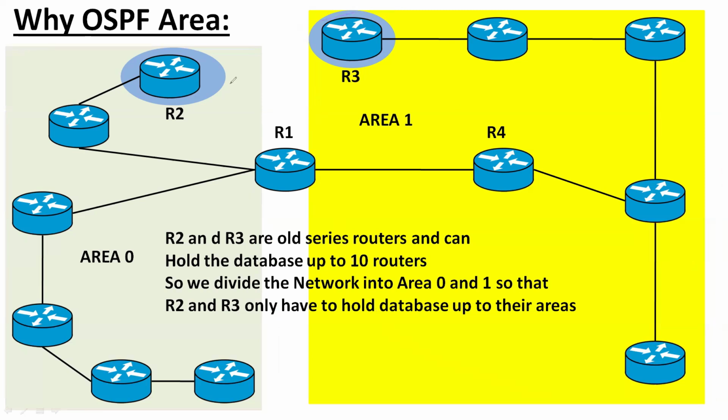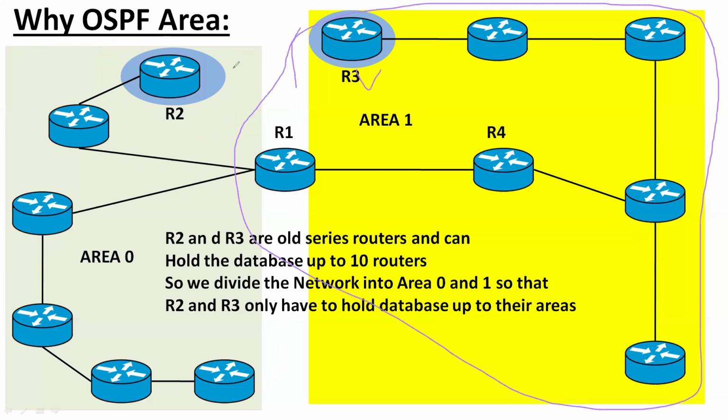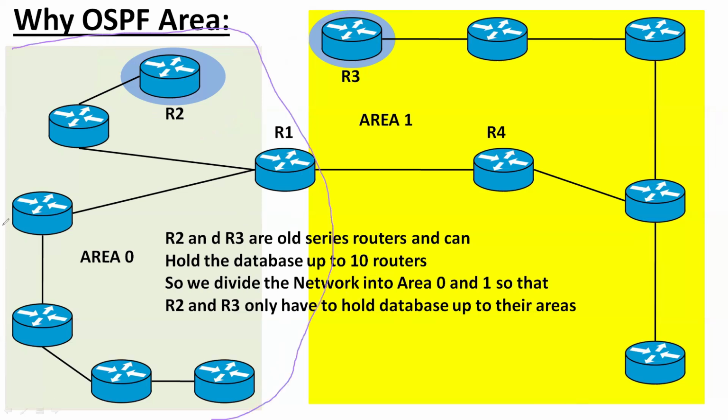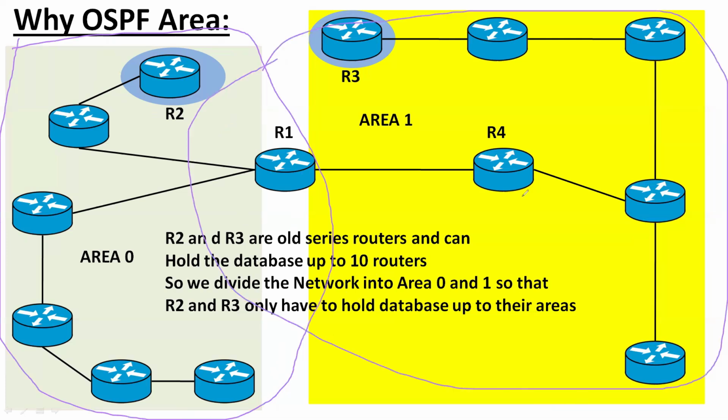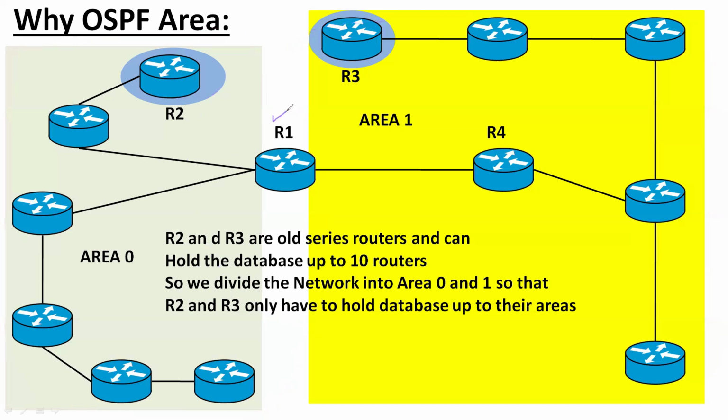Now, how many routers will be there in one area? 1, 2, 3, 4, 5, 6, and 7. That means this time R2 only has to forward or receive updates from up to 7 routers, because in this network we have only 7 routers. R3 also has to forward or share the information with only 7 routers. Now the load will be reduced, because the routing updates are only forwarded between 7 routers, and on the right side also only up to 7 routers. And R1 will be the common router between area 0 and area 1.